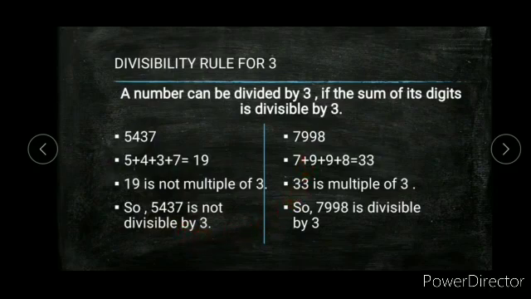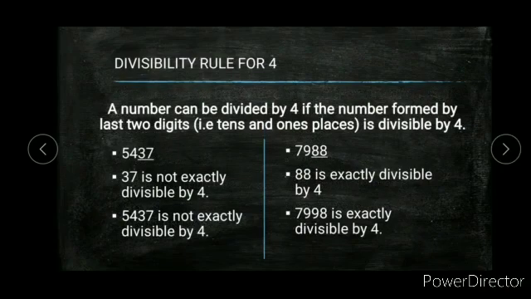Whereas if you take the number 7998, if we add the digits, we get 33. So 33 is a multiple of 3. So we can say that 7998 is divisible by 3. In short, we can say that if the sum of the digits of the number is divisible by 3, then the number is divisible by 3.